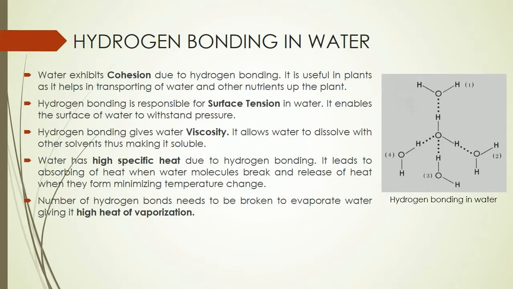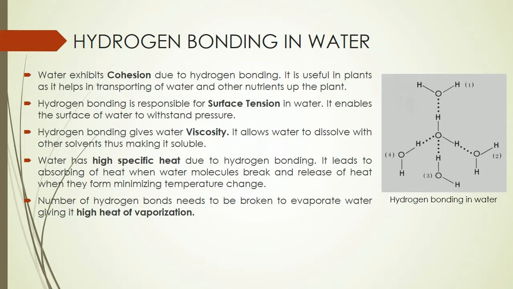Hydrogen bonding in water. Water exhibits cohesion due to hydrogen bonding. It is useful in plants as it helps in transporting water and other nutrients up the plant. Hydrogen bonding is responsible for surface tension in water. It enables the surface of water to withstand pressure. Hydrogen bonding gives water viscosity. It allows water to dissolve with other solvents, thus making it soluble.